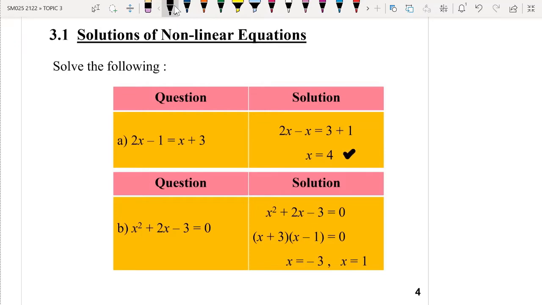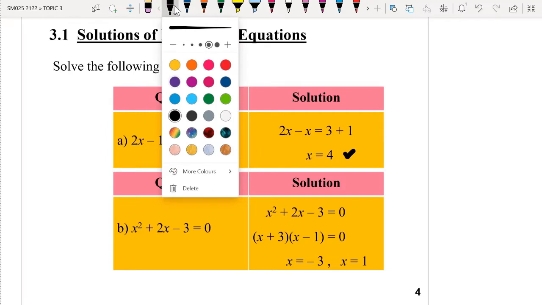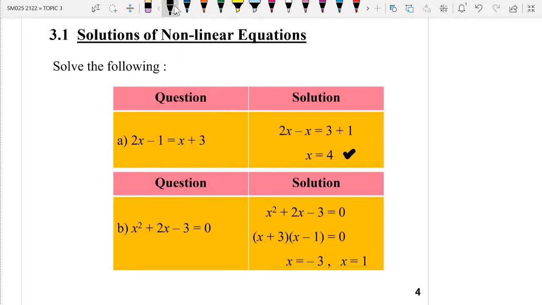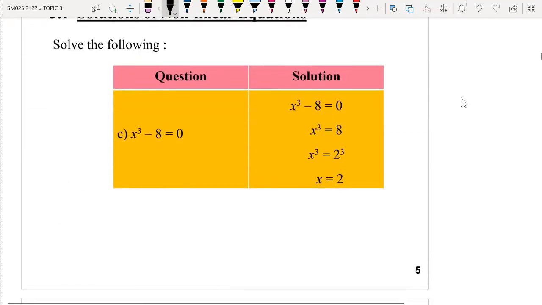Same goes to quadratic equation. If you have, let's say, x squared plus 2x minus 3 equal to 0, in order to find values of x, you only have to factorize it out and then you will obtain the value of x. Okay, so next one. If we have x cubed minus 8, same as before, we can rearrange back the equation and then apply the power rule, so we will obtain the value of x from this one.